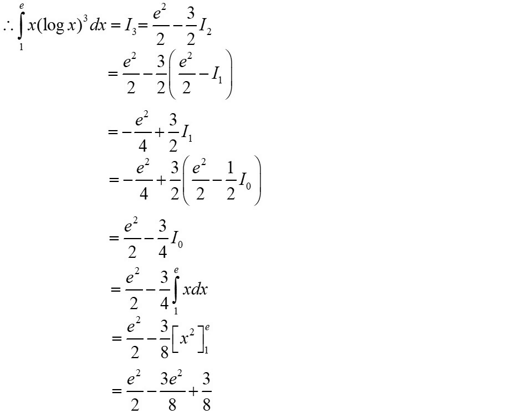Oh, hang on, I can group those two together, can't I? Yeah. So we get e squared on 8 plus 3 on 8. So it brings it down to a much simpler integral. So I've reduced it down.